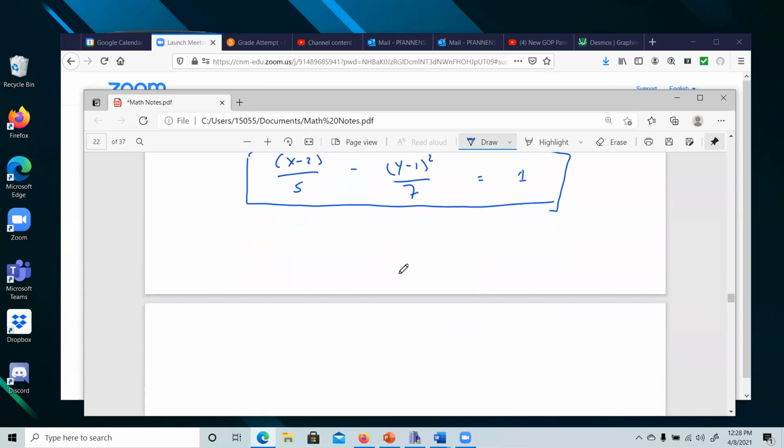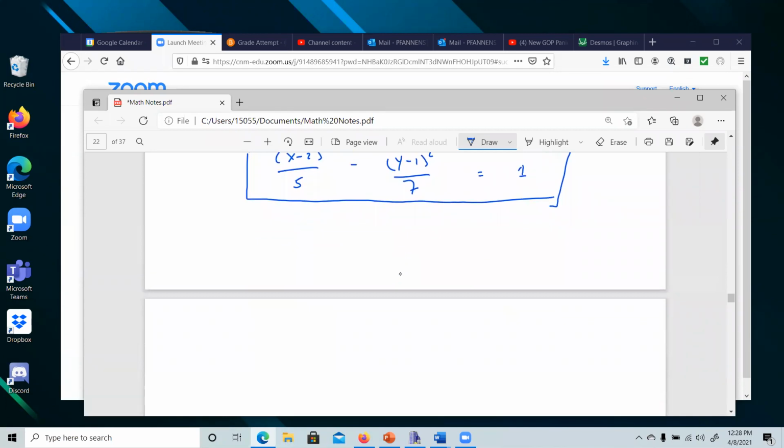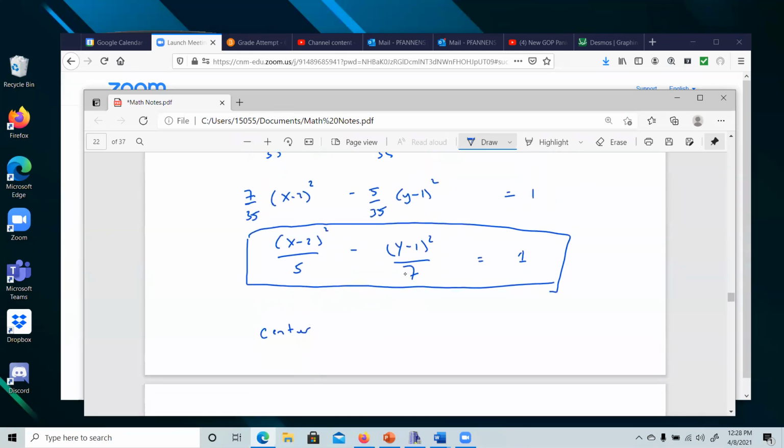Yeah, I don't think I did. I don't think I asked you to graph it. I will just in case I forgot, but there we go. So where's the center? Right, the center is at 2, 1. Okay. So remember that negative sign belongs to the formula, it doesn't come with.